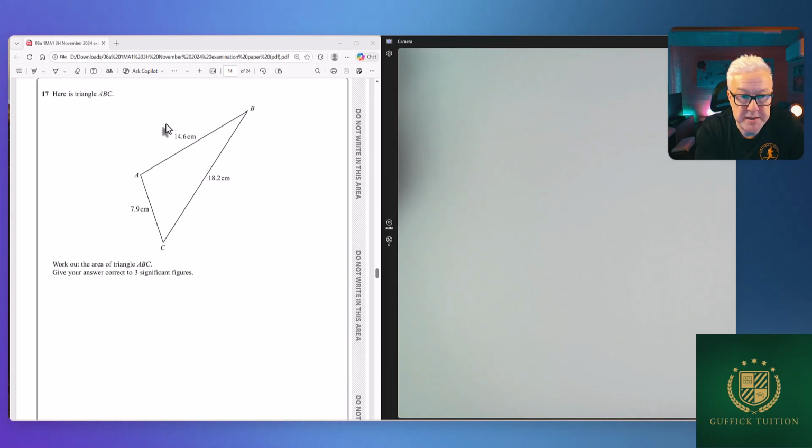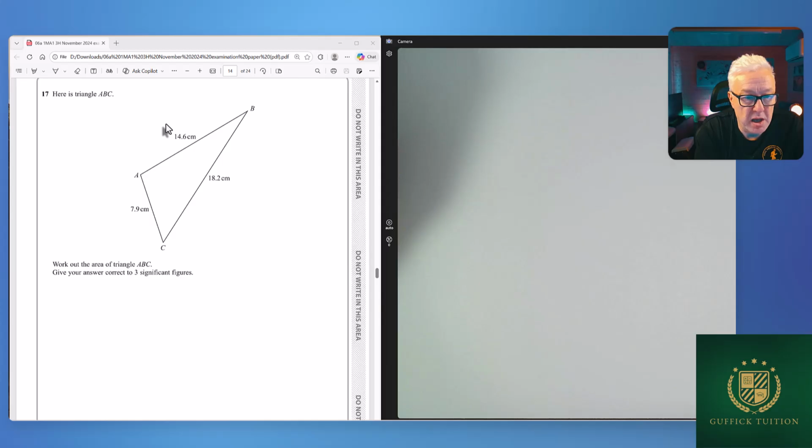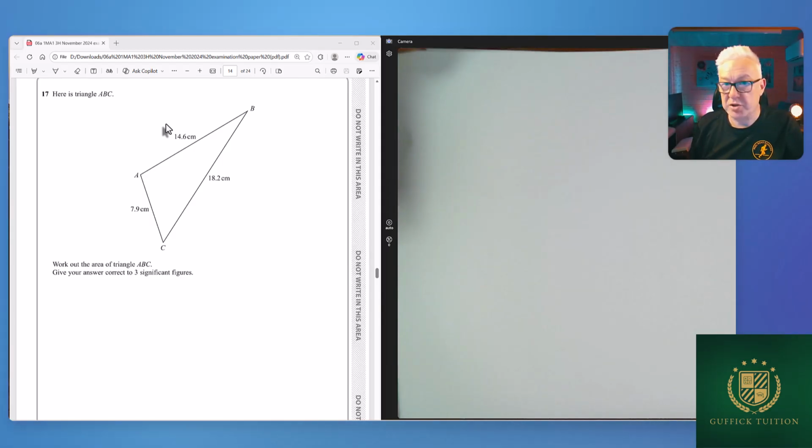Hello everyone, we've got a nice extended trigonometry question here, and this is one of those questions again that could be the kind of beginnings of the thinking skills for A level. Here is a triangle ABC, and you can see we've got three sides. Work out the area of the triangle. So really nice, quite a straightforward question really.